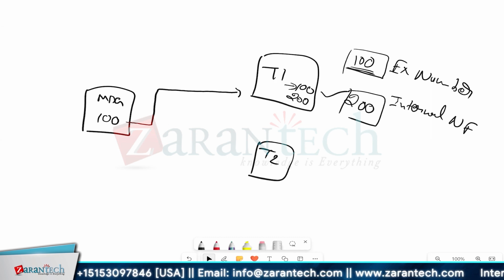The material is the same, but the numbers are different. All other properties are the same. That means in my target system, the same material will be represented with 200 and in MDG it will be represented with 100. So these two cases are possible.